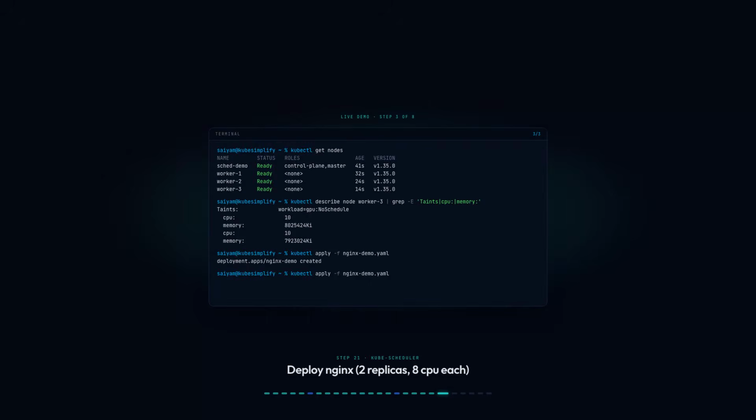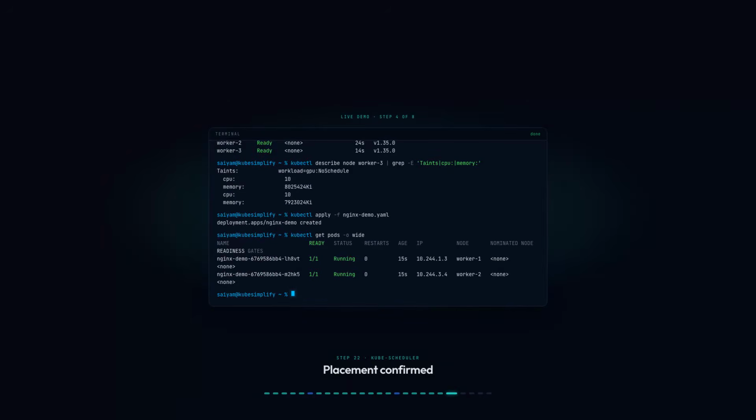So let us deploy some pods. Nginx, 2 replicas, each one asking for 8 CPU. That fills most of one node. kubectl apply, deployment created, and look at this. Both pods running, one landed on worker 1, the other on worker 2. The scheduler did its job. Worker 3 was tainted out. Worker 1 and worker 2 were the only options left. Perfect placement.